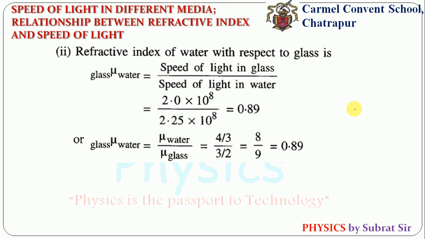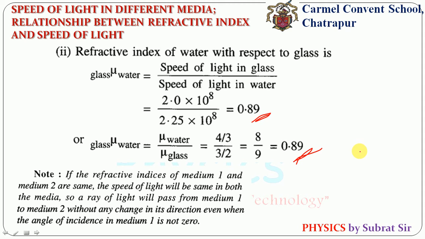Then the next example: the refractive index of water with respect to glass. Then we will find the reciprocal of that. Glass mu water means refractive index of water with respect to glass. So here what will you put? Speed of light in glass divided by speed of light in water. Now we put in the values of the speeds in glass and water. Then we will get 0.89. So 0.89 is the refractive index of water with respect to glass.